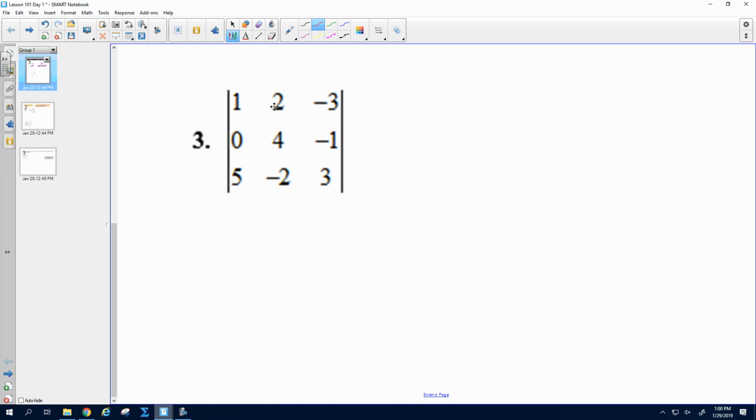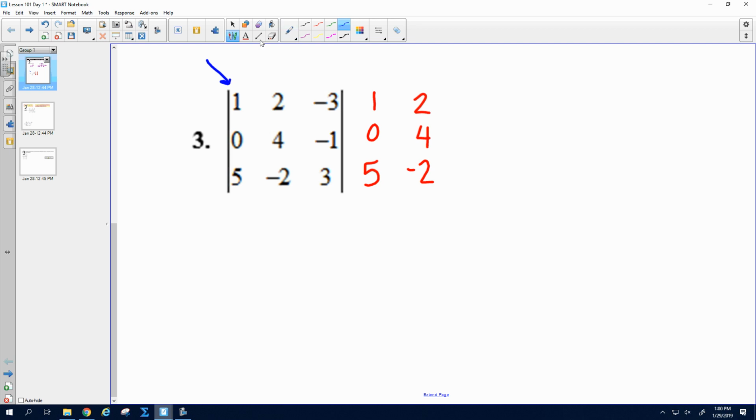So we're going to rewrite this column right here. Everybody rewrite it. 1, 0, 5. And then I'm going to rewrite the middle column right next to it. 2, 4, negative 2. And you want to write pretty neat and line your numbers up, or else it kind of gets confusing. So what we do is we're going to multiply going down.